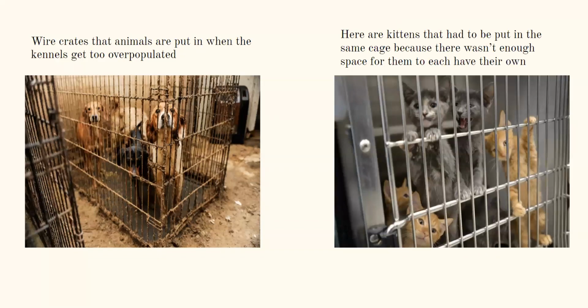Now, if you were to take a look at the pictures, on the left right here, we have the tiny wire crates that animals are put into when the kennels get too overpopulated. And as you can see, the dogs in these tiny wire crates, there's not just one of them, there's 4 of them because they don't even have enough of the little wire crates to allow each of them to get their own. And on the right, the same thing's happening. There weren't cages, so these kittens had to be put in, again, a tiny wire crate because they didn't have enough to be able to have their own wire crate. And usually when animals are put into crates together and they're small, they don't know each other, they're going to get aggressive, they're going to fight. It's just going to be horrible because they don't know one another and they're in a scary, unknown location.